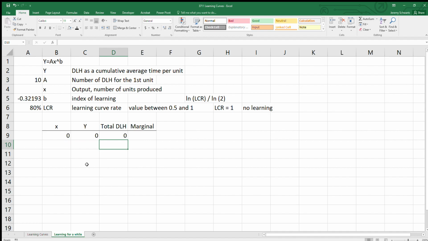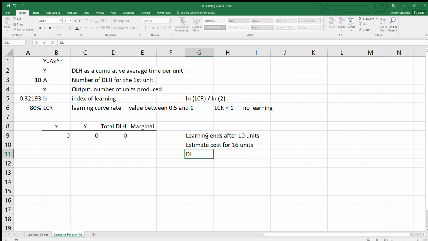But now what we're going to do is say learning ends after 10 units produced. But we want to estimate cost for 16 units.